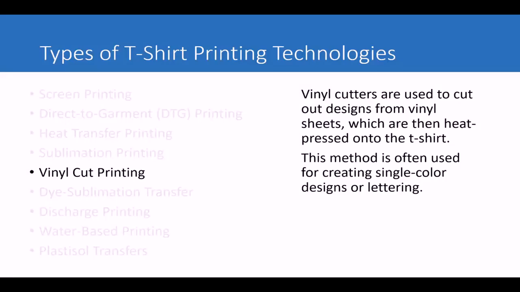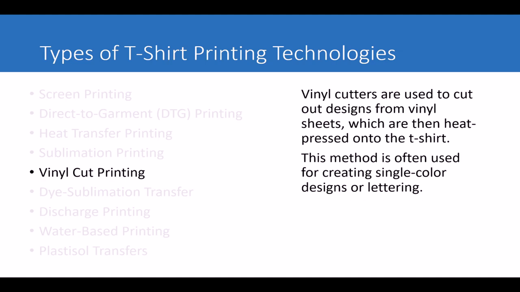The next technique we are going to talk about is vinyl cutting. Cutters are used to cut out designs from vinyl sheets, which are then heat pressed onto the t-shirt. This method is often used for creating single color designs or lettering. Vinyl cutters are quite popular, the only thing is that they are kind of limited. You don't use them for creating complex color designs.